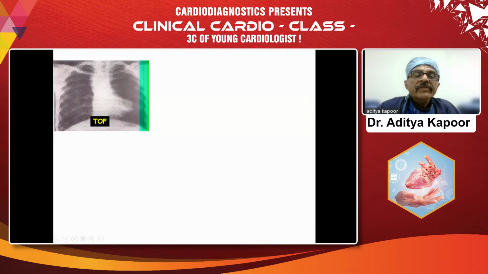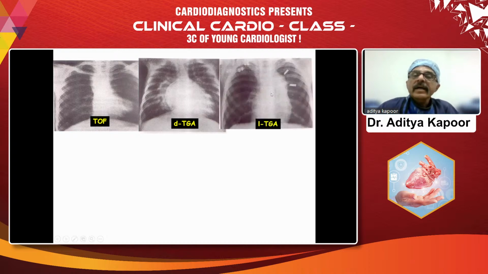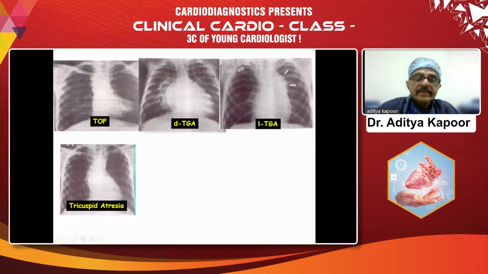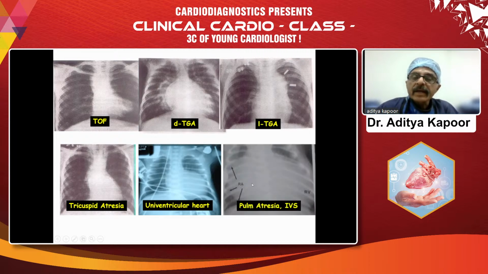So briefly encapsulating the X-rays: tetralogy, DTGA with narrow vascular pedicle, egg on side, L transposition with prominent left posterior aorta, tricuspid atresia, univentricular heart with a bulge in the mid cardiac border and a prominent LV apex, and big RA. Initially LV dilatation, but if the RV fails, you might find huge cardiomegaly, suggestive of pulmonary atresia and intact septum. So these are the 4-5 types of X-rays.